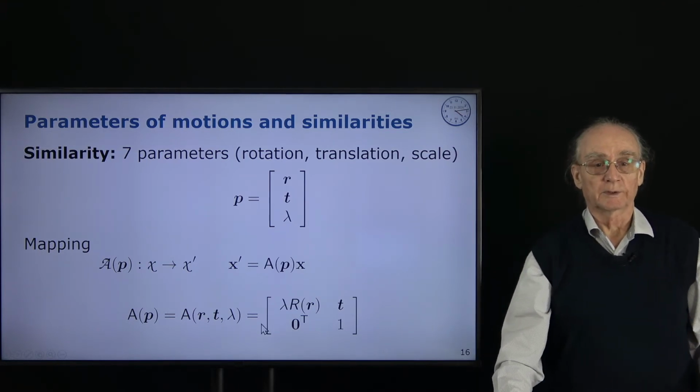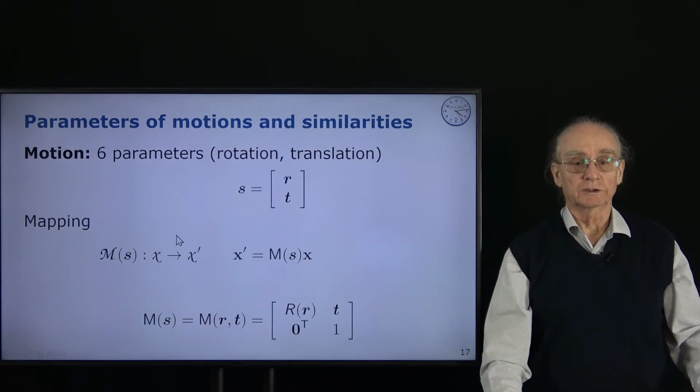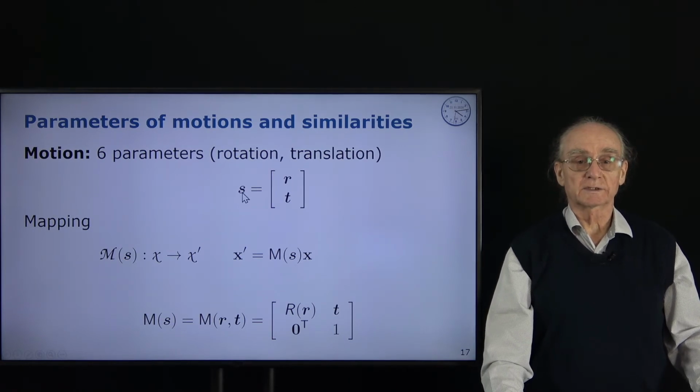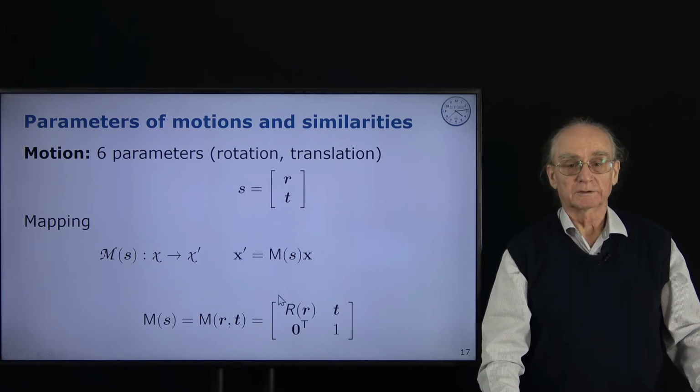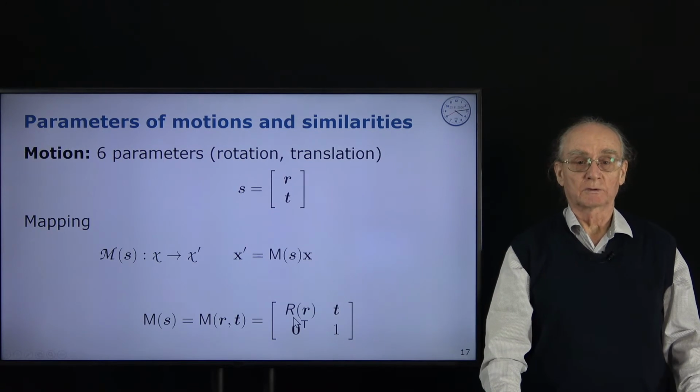So this we know, and we can do the same thing, of course, for the rotation. We have a rotation parameter, r and t, collected in this s, which sometimes is called screw, because we have a screw motion. And the mapping, of course, is of this kind. So this is up to now what we know.